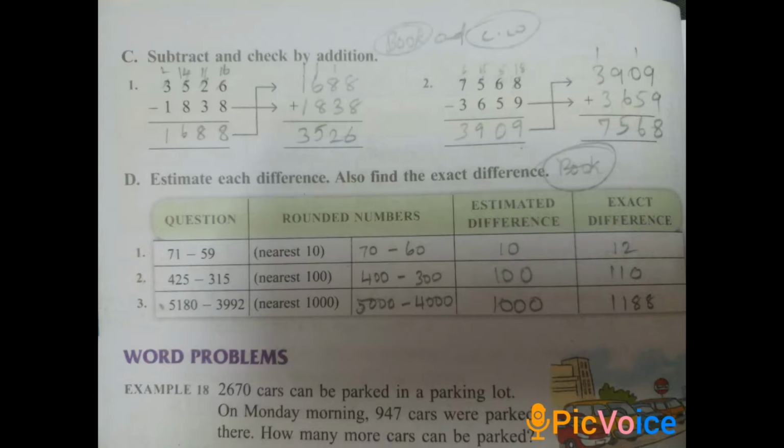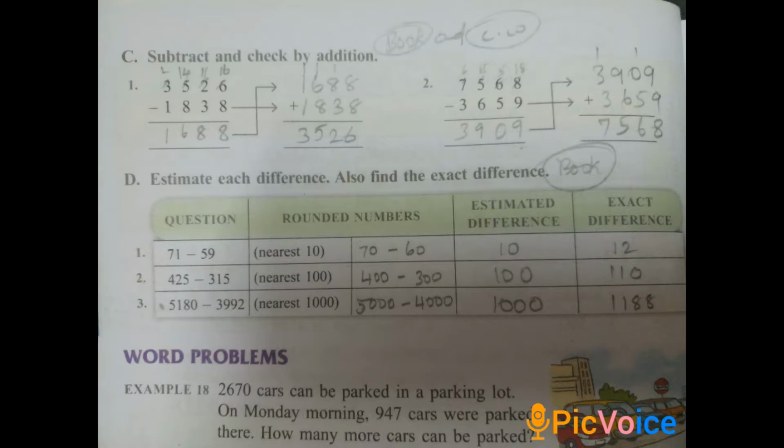Next thousands place 1. We gave a borrow, so it has become 2. 2 minus 1 is 1. So the answer is 1688. Now, as per the arrow marks, the answer should come first.